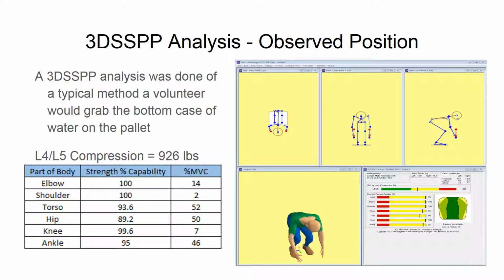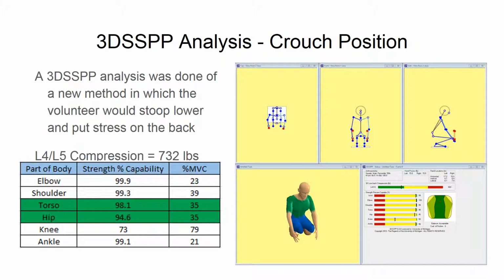The typical observed position was pretty much just bending down and picking up the case. As you can see, the compression force was 926 pounds, and the strength capability percentages were lower on the torso and the hip area. When using a crouch position, the L4 L5 compression decreased to 732 pounds, and the strength capability percentages increased in the torso and in the hip.